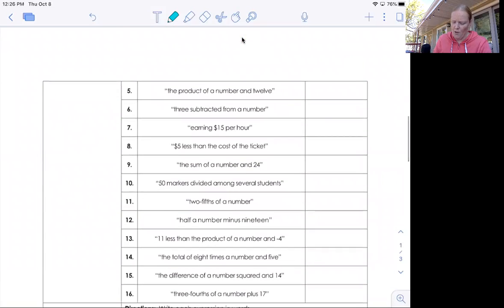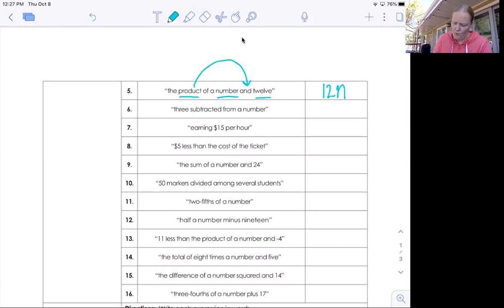Okay. The product, so multiplication of a number and 12. So again, the product, the multiplication symbol goes where the word and is. So it's just the number times 12. So try not to write n times 12, because remember the number comes in front of the variable. So I'm going to write 12n.